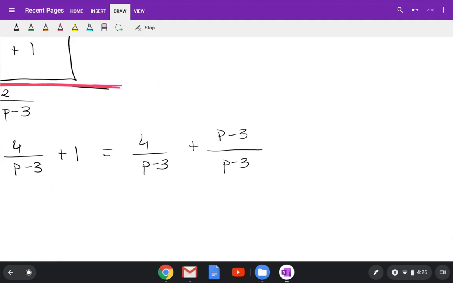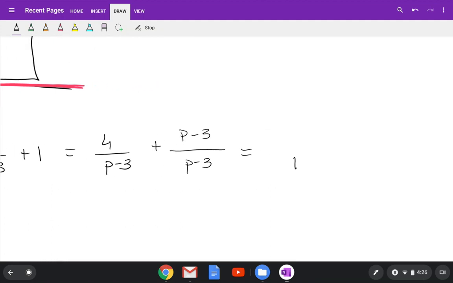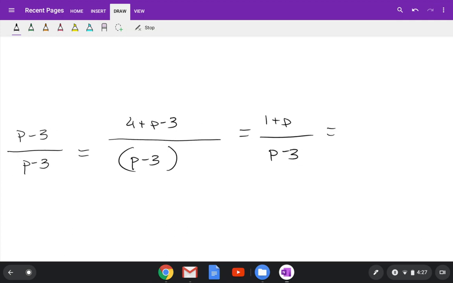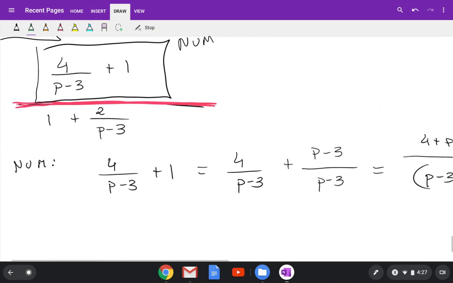Okay. So now I have my common denominators, which are p minus 3. So copy the denominator once and add numerators. So we have 4 plus p minus 3, and that will give you 4 minus 3, which is 1, plus p, over p minus 3, which I'm going to rewrite as p plus 1 over p minus 3. So let me say that this is the numerator. Okay. Next, I'm going to simplify the denominator.